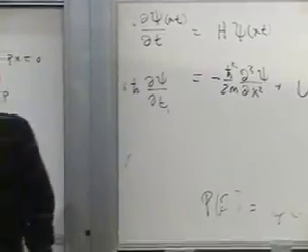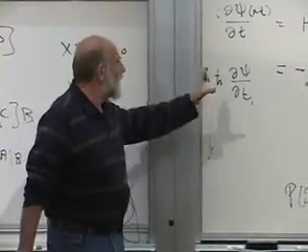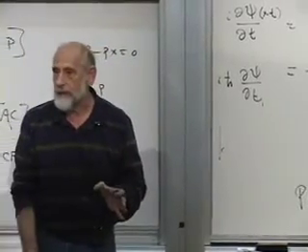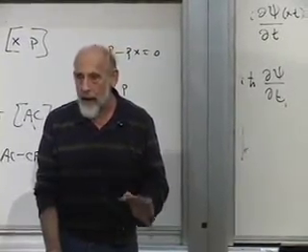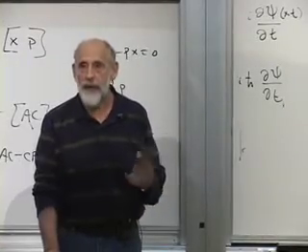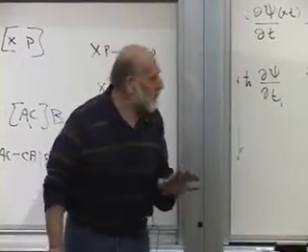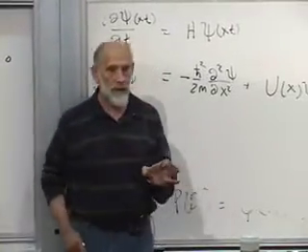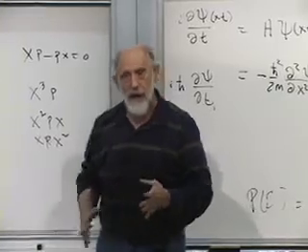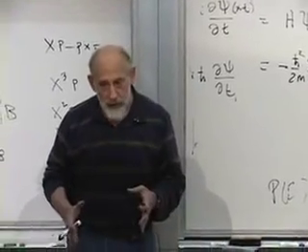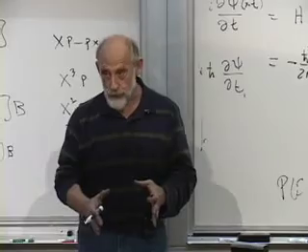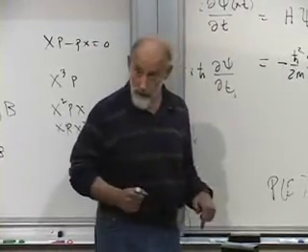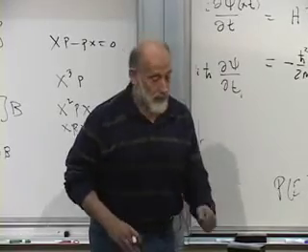P is not a function of t. It's just an operation. The average of p is a function of time, and that's what we're going to calculate. P itself is just the operator p, -i h bar d by dx. It has no explicit time dependence. The fact that momentum changes with time is the fact that its average changes with time. Why does its average change with time? Because psi changes with time, not because p changes with time.